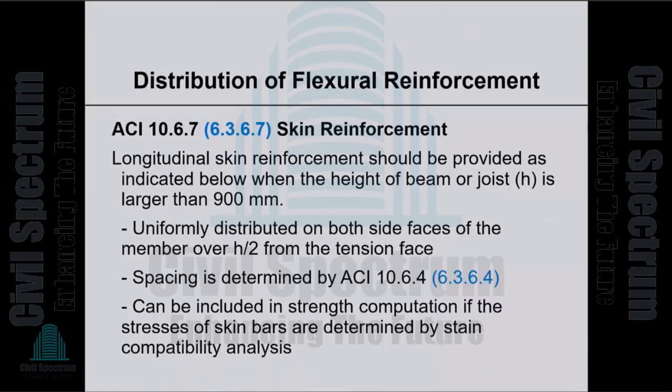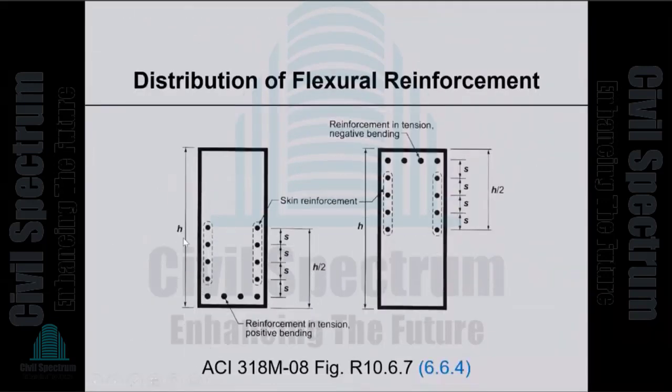Then skin reinforcement. This is for deeper beams. And you will see pictures. So longitudinal skin reinforcement should be provided as indicated below when the height of beam or joist is larger than 900 millimeters. Okay. So these are for deeper beams. Uniformly distributed on both side faces of the member over one half of the effective depth from the tension face. I will show you a picture.